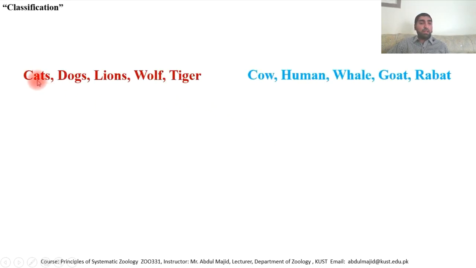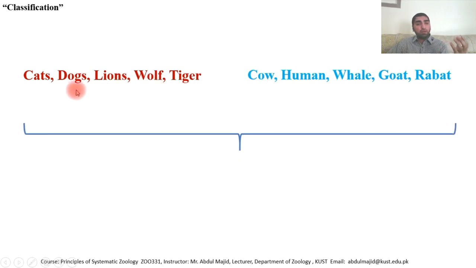And now let's go to the next slide, where we will place, for example, cats, dogs, lion, wolf, tiger. They are in Carnivora. Then cow, human, whale, goat, and rabbit. Now some of them are herbivores, they are not carnivores, and some are omnivores. The rabbit is a herbivore, the goat is a herbivore, the whale is a herbivore, the cow is a herbivore, the human is an omnivore. They are very different from these ones.